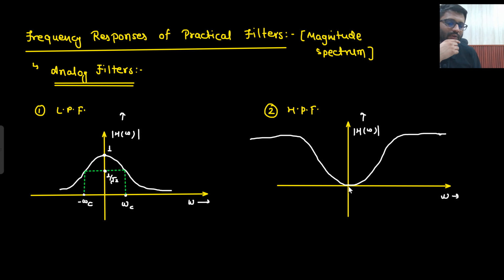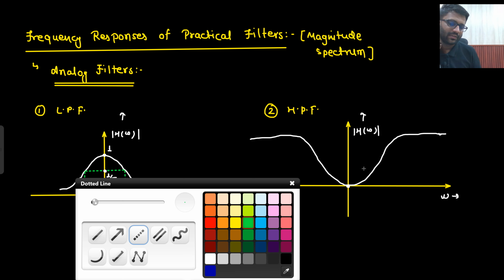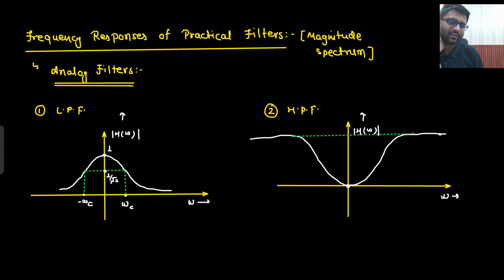So only 0 gain you will be getting at omega equals 0. After that the gain just keeps on rising. Let's just say maximum gain is 1. So when you have the gain as 1 by under root 2, this will be known as the cutoff frequency.